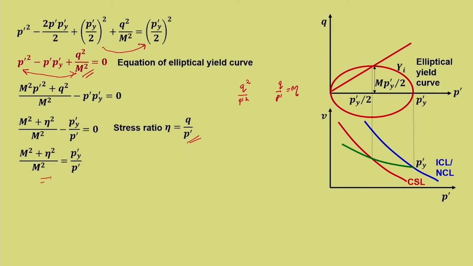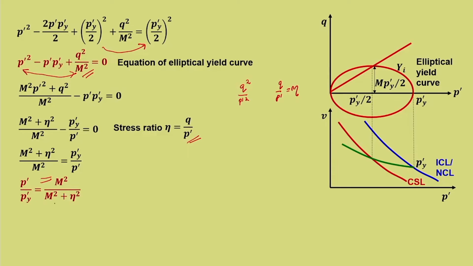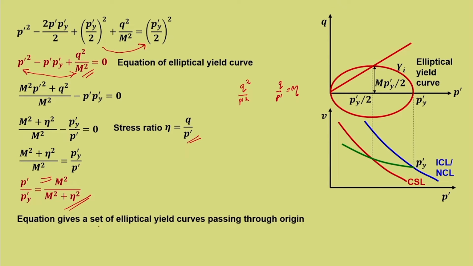Further, we can write another form of elliptical equation as m square plus eta square by m square is equal to p dash y upon p dash. Why I am discussing all different forms is that you will find these types of forms when you refer to the standard textbooks. So, the equation can be rewritten as p dash upon p dash y, we are just taking the reciprocal, equal to m square upon m square plus eta square. This equation gives a set of elliptical yield curves passing through origin, and the size of the elliptical yield curve is defined by p dash y and m.